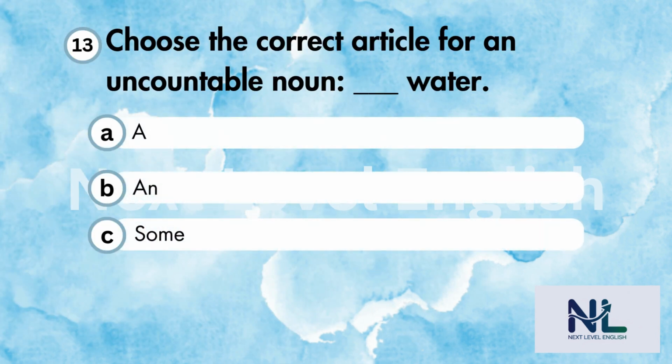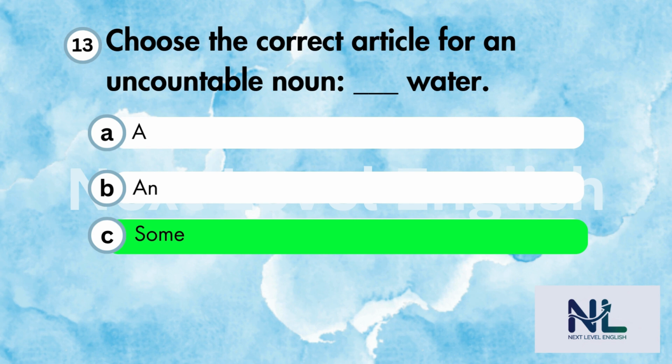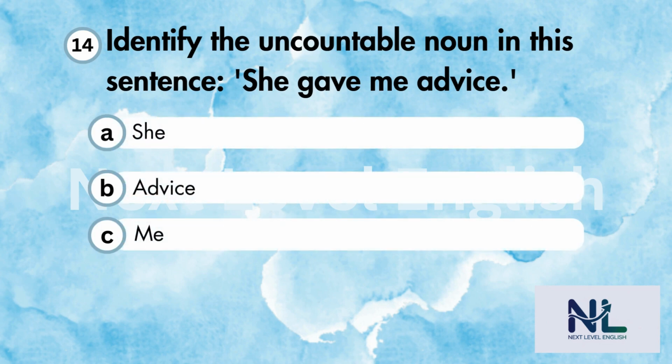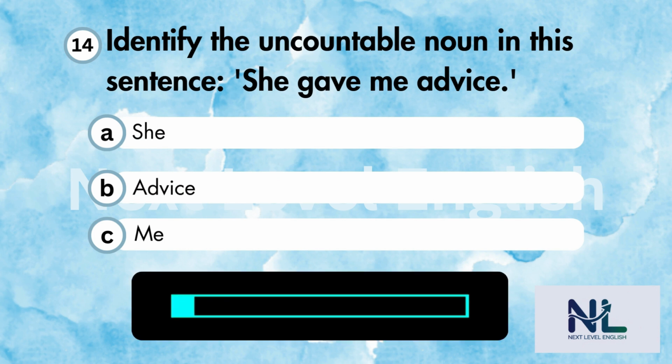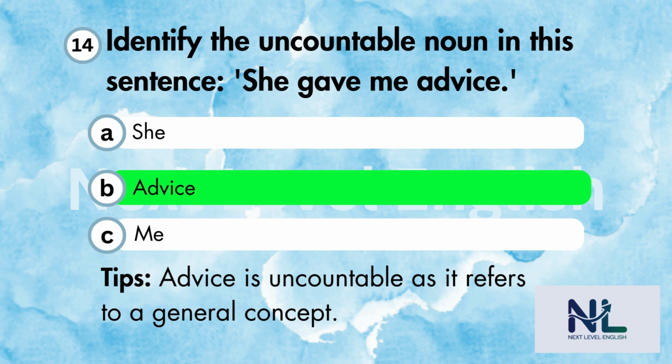13. Choose the correct article for an uncountable noun. Water. Some. Tips: use some with uncountable nouns to indicate an unspecified amount. 14. Identify the uncountable noun in this sentence. She gave me advice. Advice. Tips. Advice is uncountable as it refers to a general concept.